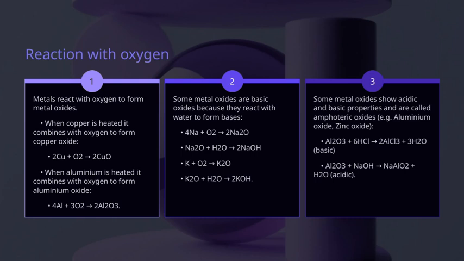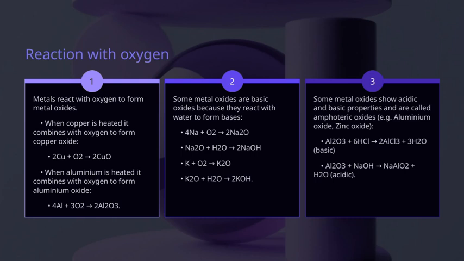You see this in actions like potassium oxide, K2O, reacting with water to form potassium hydroxide, KOH. Similarly, potassium reacts with oxygen to form potassium oxide, K2O, and sodium oxide, Na2O, reacts with water to produce sodium hydroxide, NaOH. When sodium reacts with oxygen, it forms sodium oxide, Na2O, and aluminium, when heated, reacts with oxygen to produce aluminium oxide, Al2O3.